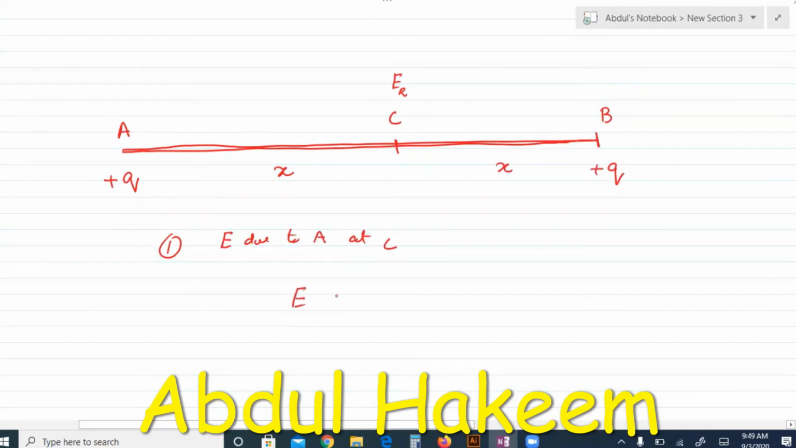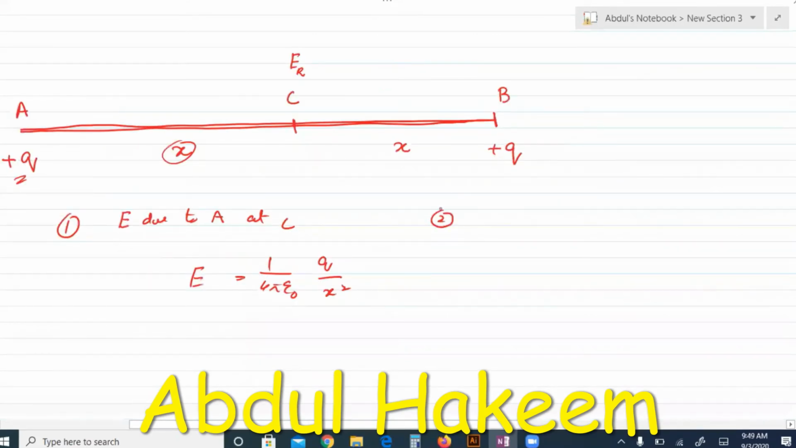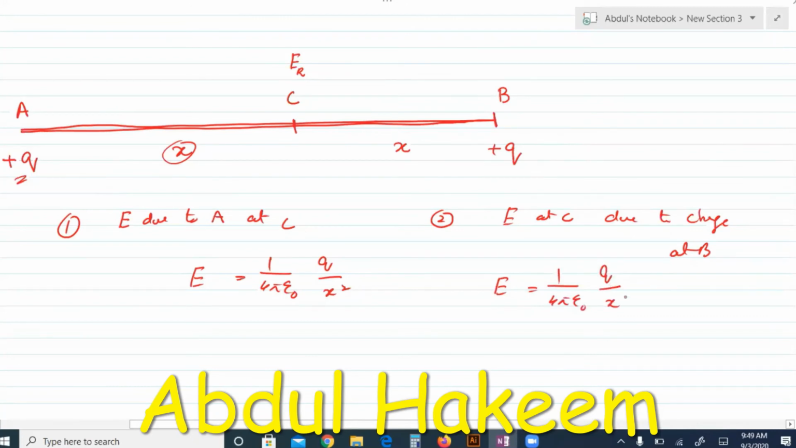So the formula will be E is equal to 1 over 4 pi epsilon naught Q divided by x square, because distance is x, charge is Q. And similarly, number 2, we will calculate E at C due to charge at B. So E is equal to 1 over 4 pi epsilon naught Q divided by, again, x square.